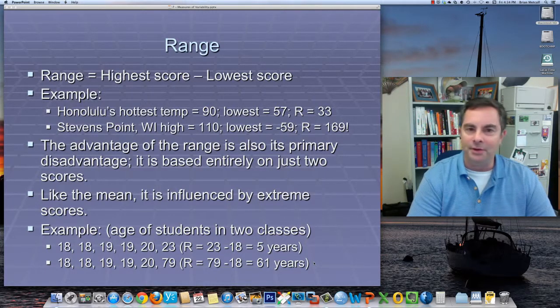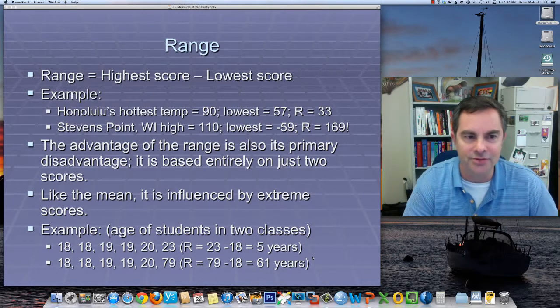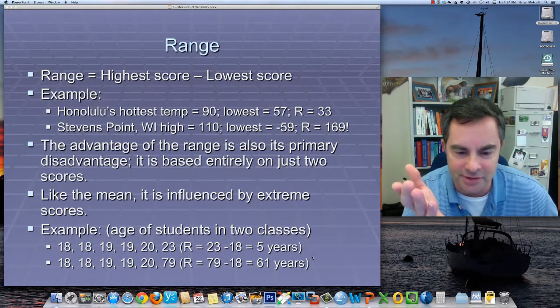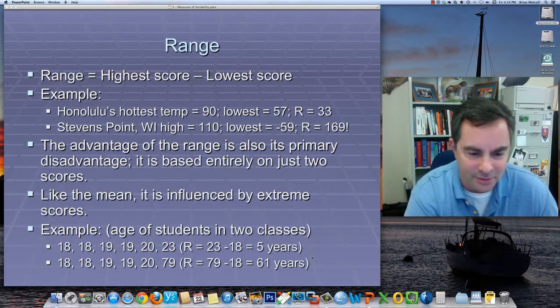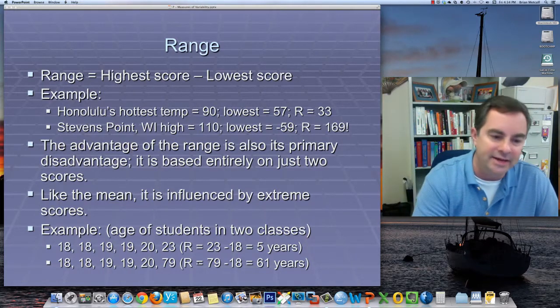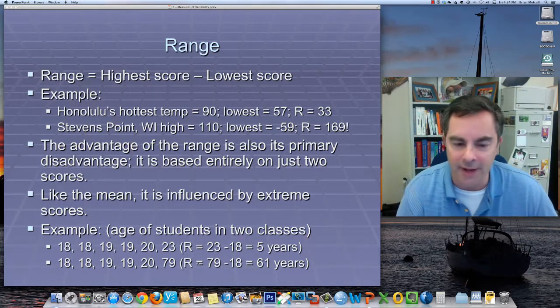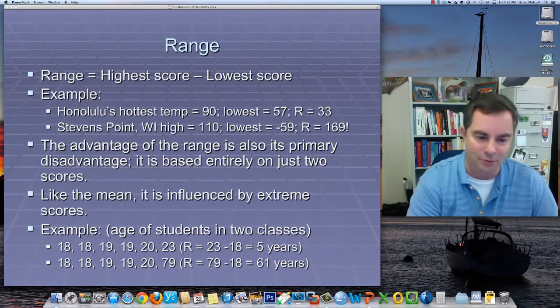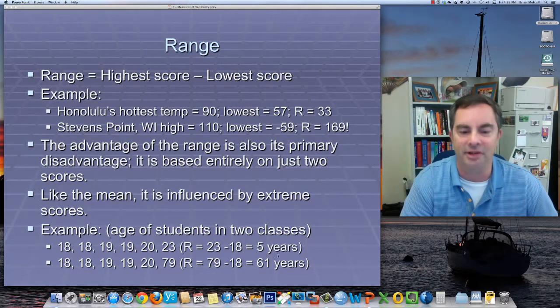Now let me make one last point about the range before I move on. The range, technically, okay, if I ask you what the range of ages in this class is, the correct answer is not 18 to 79, okay? You finish the math, you subtract. 79 minus 18 is 61. The range is 61 years.